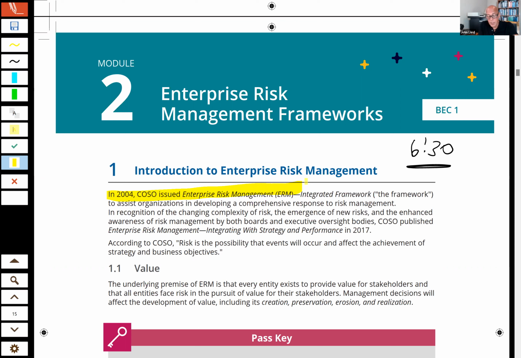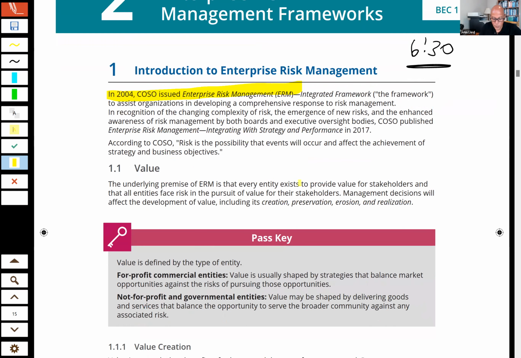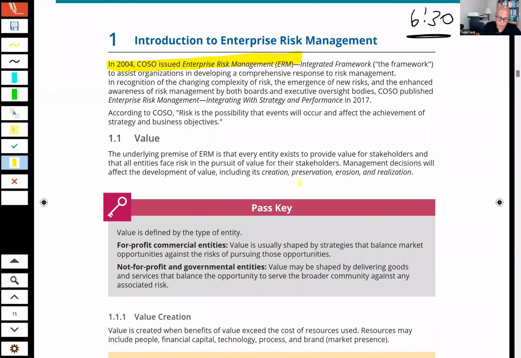As we take a look, interestingly, we're not going to look at it here, but under the Obama administration, they passed a requirement that federal agencies use enterprise risk management to manage their operations as well. So it's something that's getting broad acceptance, both across for-profit and not-for-profit entities, as well as government entities, and particularly at the federal level, there's an actual statute now that requires that entities use enterprise risk management.